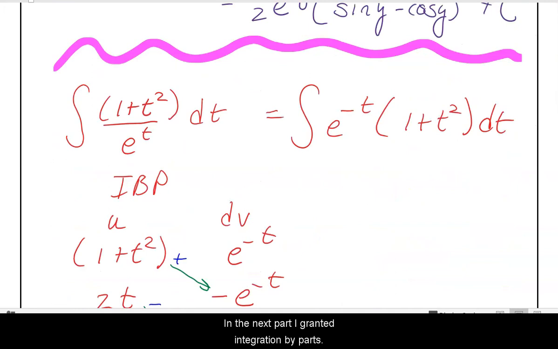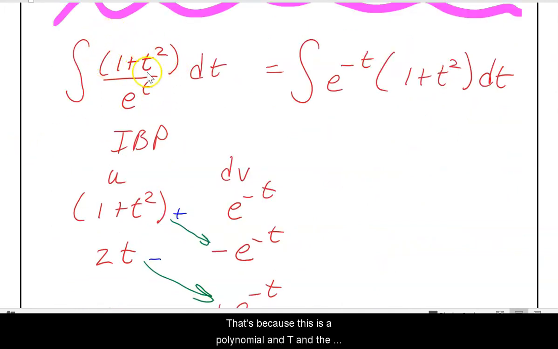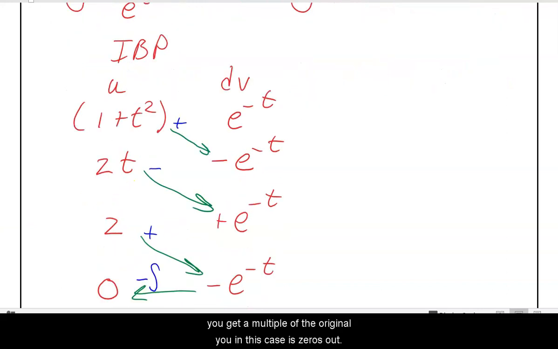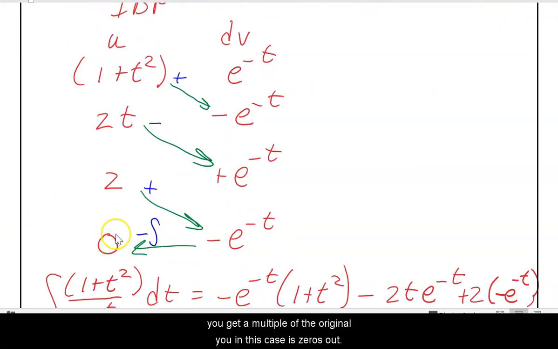In the next part, I again did integration by parts. That's because this is a polynomial in t and the other is an exponential in t. Then I will choose the polynomial part to be u. You take the derivative of the u side until it either zeroes out or you get a multiple of the original u. In this case, it zeroes out. And dv is going to be whatever part is left, in this case, the exponential. Notice that the zeroing out ones are the most favorite ones to do for tabular because the bottom row, which represents the integral which has not been done, is zeroed out too, and that means I don't have to integrate again.